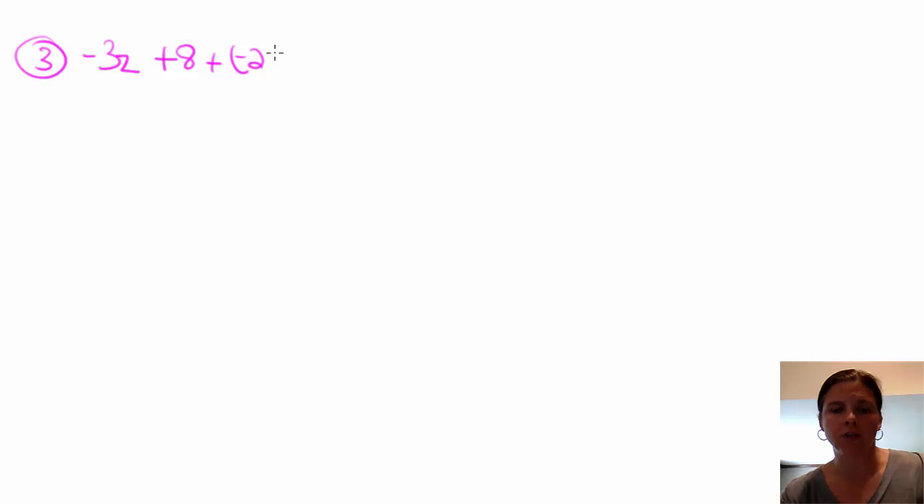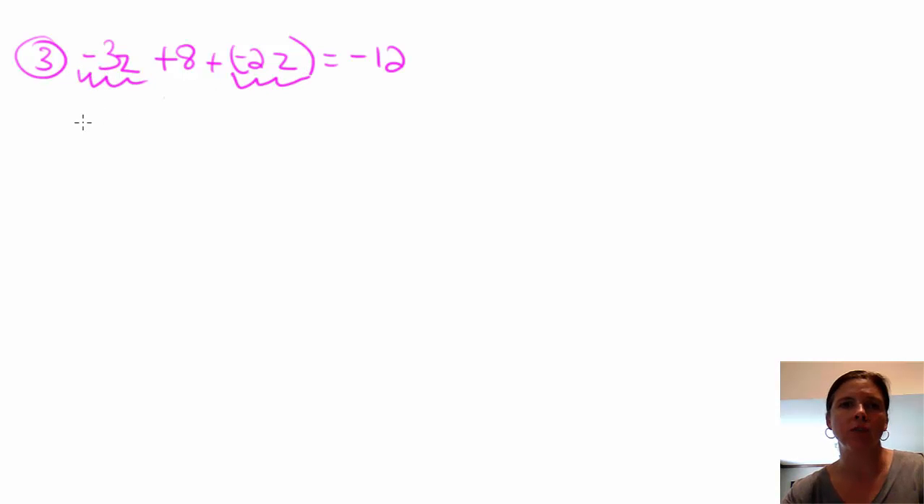Okay, the third problem. We're just going to do lots of examples. Negative 3z plus 8 plus a negative 2z equals negative 12. So we have this negative 3z and negative 2z, so that becomes negative 5z plus 8 equals negative 12.